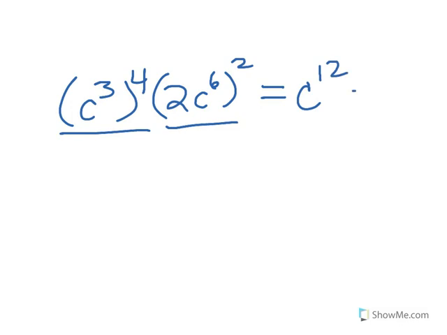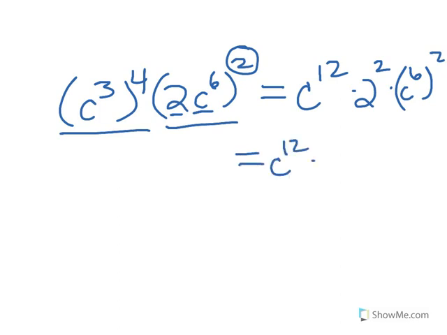The other expression, however, is a case of using a power of a product. So each part of the product, 2 and c to the 6th, is going to be squared. So we'll have 2 squared times c to the 6th squared. C to the 12th is done for the moment, can't do much with it. 2 squared is 4, and c to the 6th squared is c to the 12th.